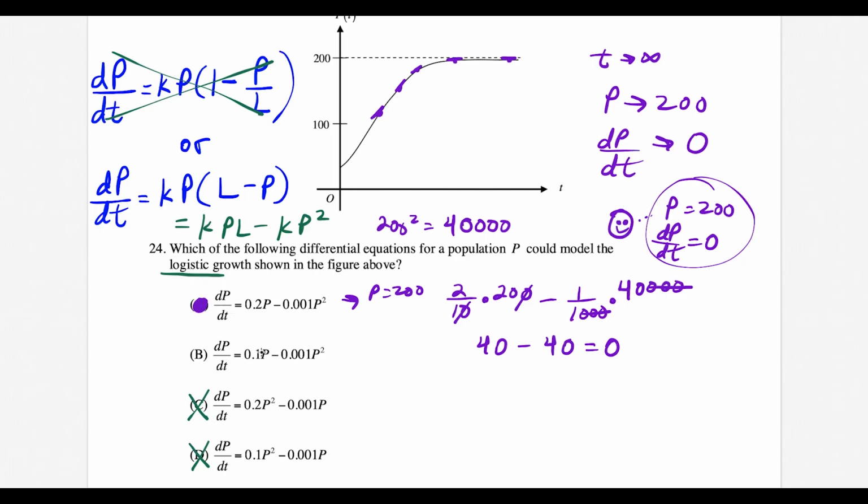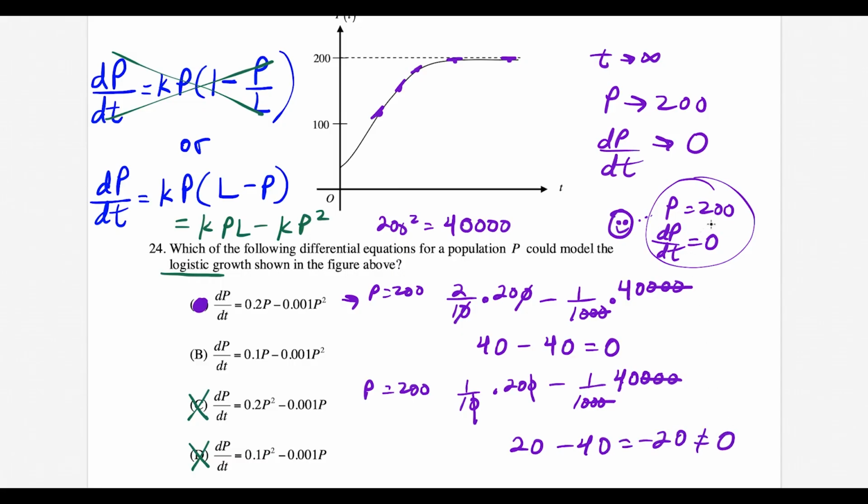But just to be safe, I'm going to plug in 200 to choice B. So if we plug in P equals 200, we're going to have 1 over 10 times 200 minus 1 over 1,000 times 200 squared. And if we do 200 squared again, we get a 4, and then we get 4 zeros. So now we cross off the trailing zeros, so we have minus 40. And then here, we see how this one works out. This is going to be 20 minus 40, which is equal to negative 20, which is not equal to 0. Remember, when we plug in the horizontal asymptote, our derivative should be 0. So that's how I know it's not going to be choice B.